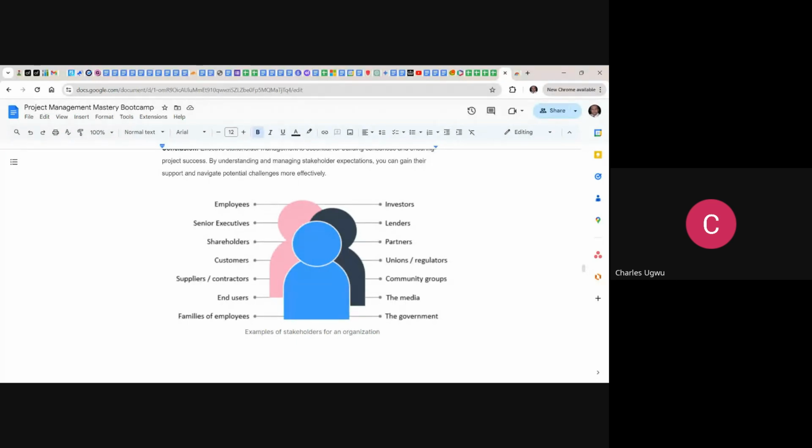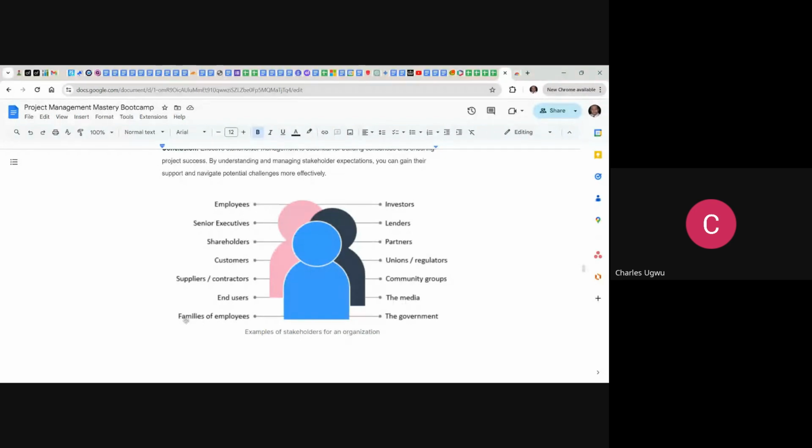These are organization stakeholders. All the employees are stakeholders in the organization, senior executives, shareholders, customers, suppliers and contractors, end users, family of employees. They are all stakeholders. For instance, your son is a stakeholder where you are working. Because if your son is not feeling well, you can say, I'm not going to work today because I need to take my son to hospital. You can see the way your son's activity is now affecting your own activity in the organization or in the project.